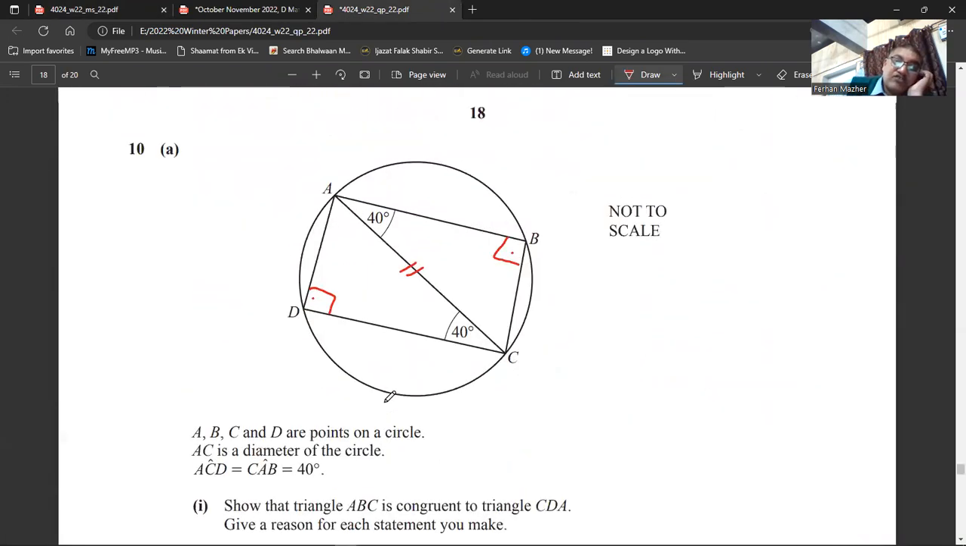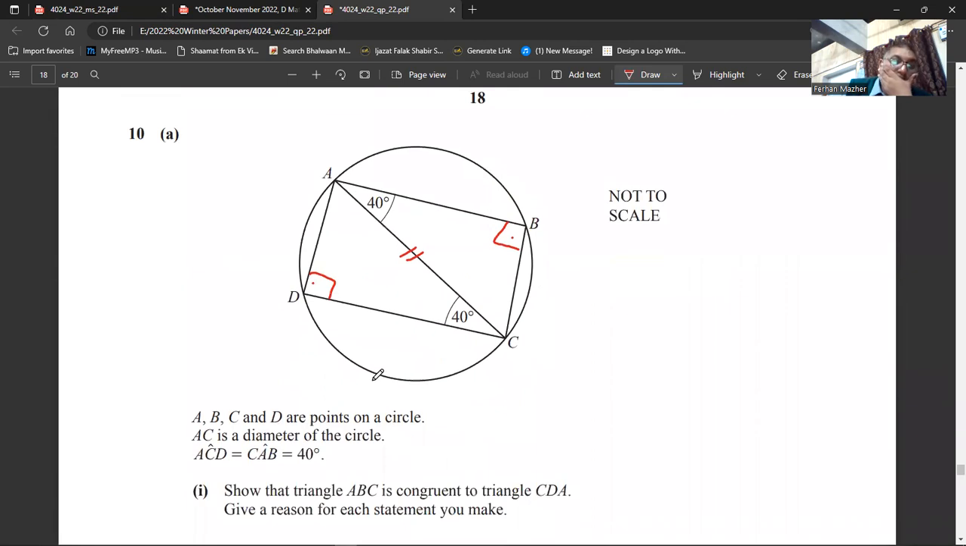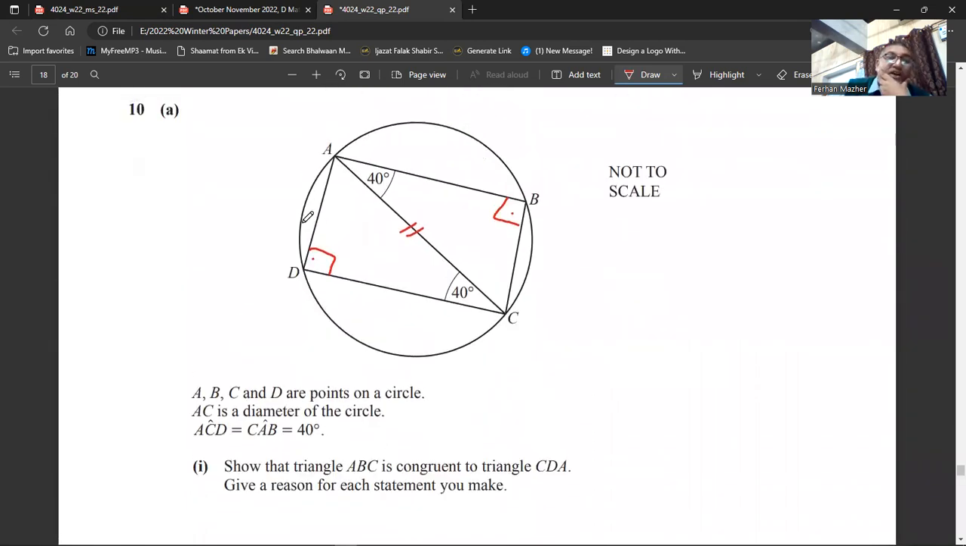Okay, so we can prove now that this side is equal to this side because both these triangles are congruent, and this side is equal to this side because both are the corresponding sides of the congruent triangles. This is 90, this is 90, and I can prove that this angle will be 90, this angle is 90. So it's a perfect rectangle.